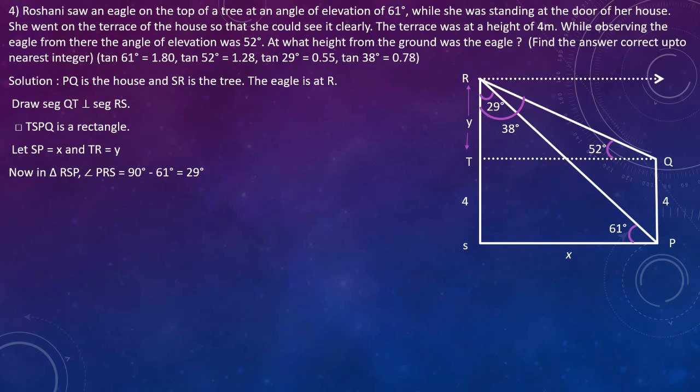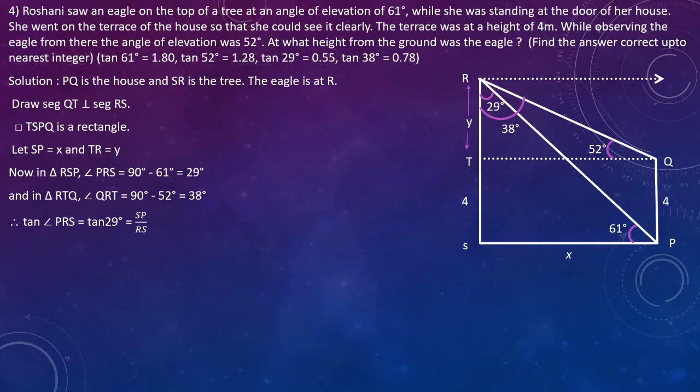So now let us consider triangle RSP. In triangle RSP, angle PRS is equal to 90 degrees minus 61 degrees, which is equal to 29 degrees. Where did it come from? It came from the formula that the sum of all the angles of a triangle is 180 degrees. Angle S we already know, that is 90 degrees. Angle RPS we also know, which is 61 degrees. So we can easily find the remaining angle, that is angle SRP. Similarly, in triangle RTQ, angle QRT is equal to 90 minus 52, which is equal to 38 degrees. So we got two angles.